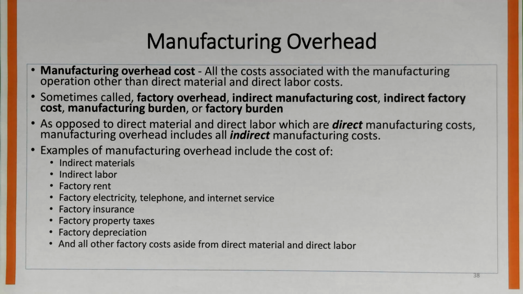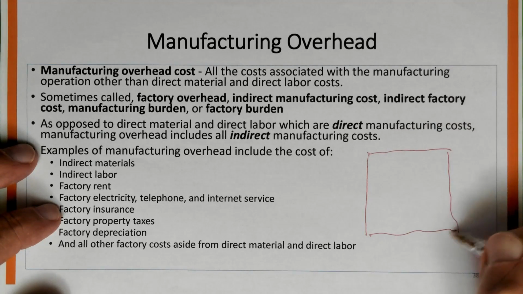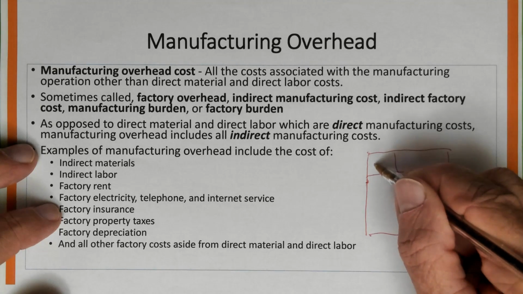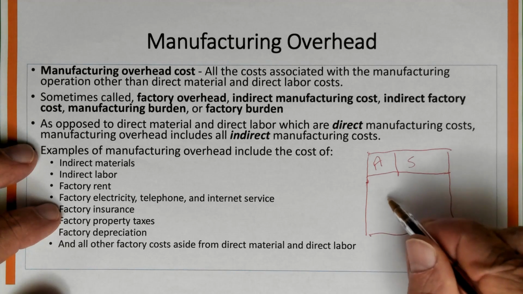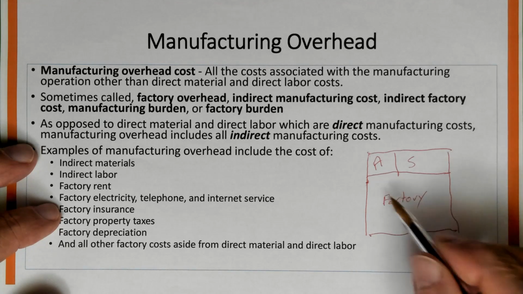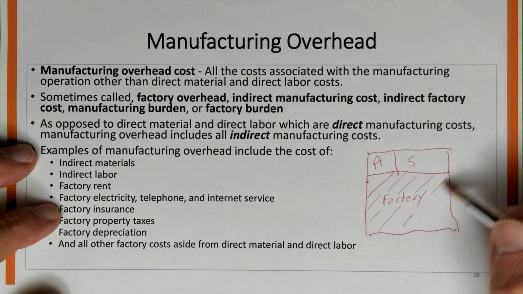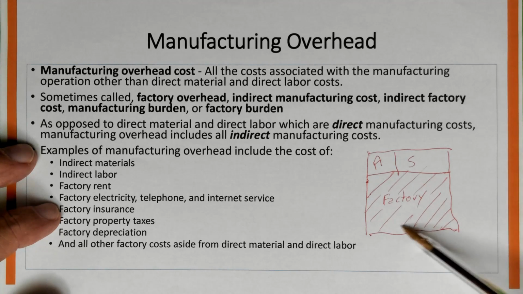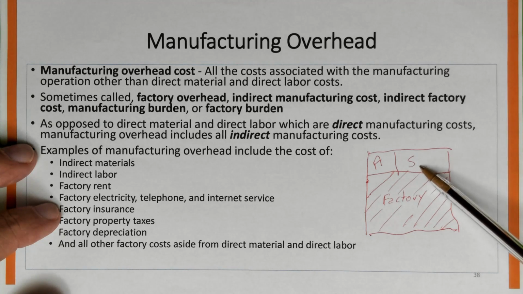We should bear in mind that manufacturing overhead includes only costs of manufacturing. If we were to draw our factory, let's say this is our factory building. Here we go, there's our factory. And let's say that this factory building also includes some space for the administrative offices and also some space for the sales offices. And in this area down here, we have the factory. So all the goods are manufactured in this area of the building, okay? So when we talk about manufacturing overhead, we're talking about the cost associated with this area of the building, not the cost associated with the administrative offices and not the cost associated with the sales office.